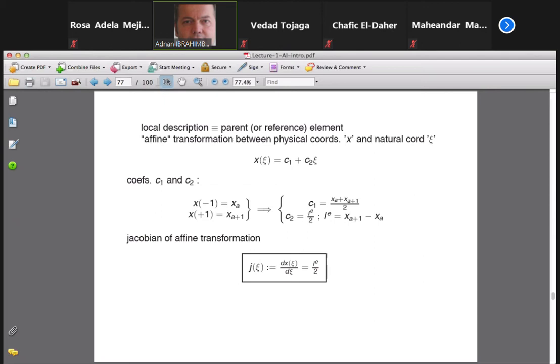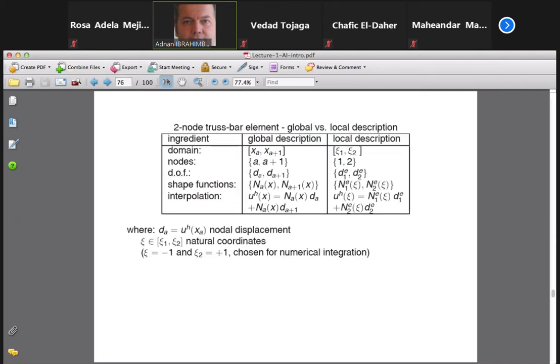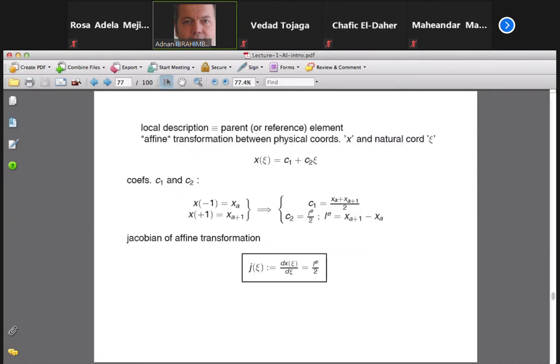In order to match these two, we want the ends of the intervals to match each other. So what are the ends of the intervals? Well, here they are xa and xa plus 1, and here they are xi1 and xi2, xi1 being minus 1, xi2 being plus 1. Hence, I can say that x of minus 1 has to be equal to xa, and x of plus 1 has to be equal to xa plus 1. So if I take these two conditions and this equation here, I can write c1 minus c2 equal to xa, and c1 plus c2 equal to xa plus 1.